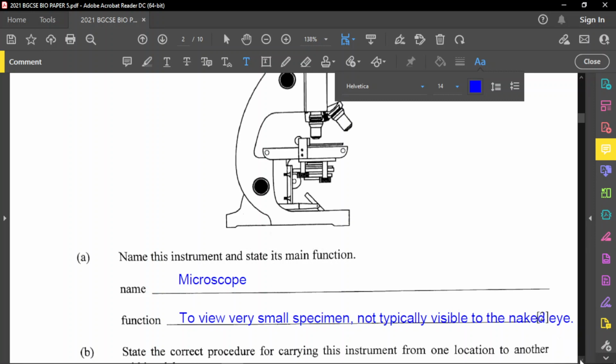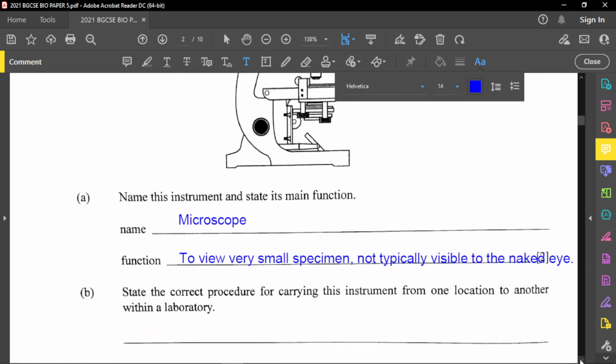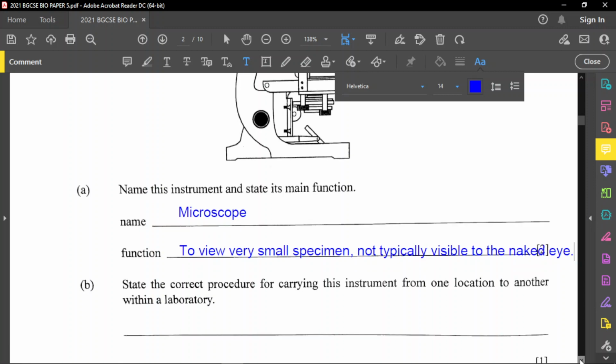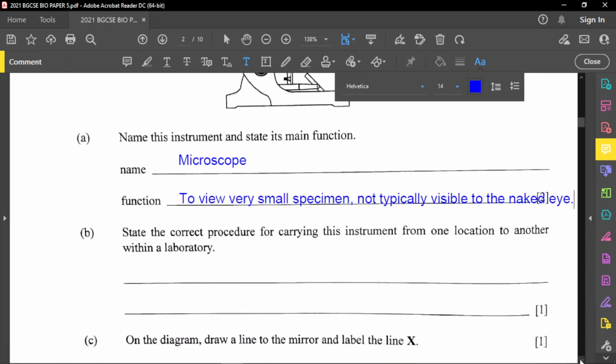It said here state the correct procedure for carrying this instrument from one location to another within the laboratory. All right, so within the lab itself, not to carry it to your home. In your home, you put it in a box and you carry it home, right? But in the laboratory, what do you do? All right, so in the laboratory, you have to do two main things. I'm going to put it in one sentence, but it's actually two things you have to do. One, you're going to hold it by the arm. That's the first thing you're going to do. Hold it by the arm with one hand.